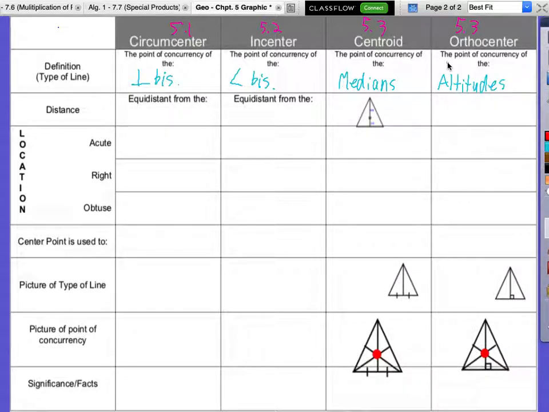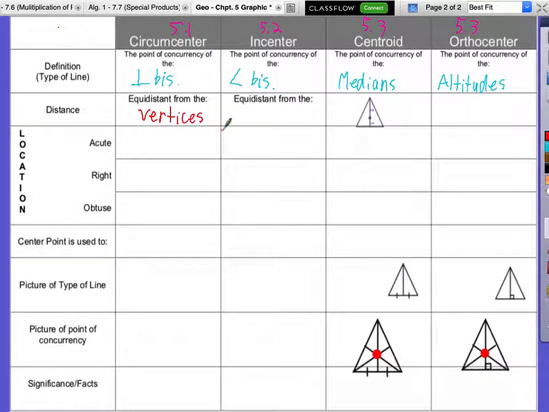So, distance. Guys, voices back off. Circumcenter is equidistant from what of a triangle? The circumcenter is equidistant from something of a triangle. In your 5.1 notes, there's a theorem, the circumcenter theorem, that tells us it's equidistant from the points of the triangle. What do we call the points of the triangle? Vertices.